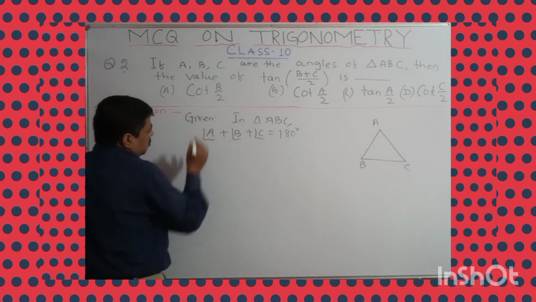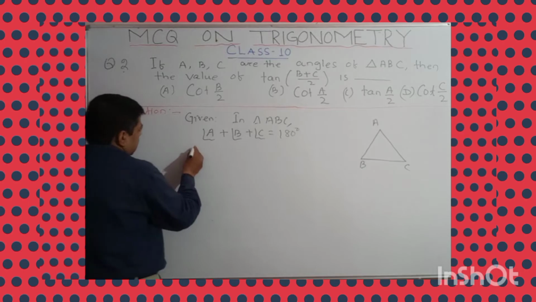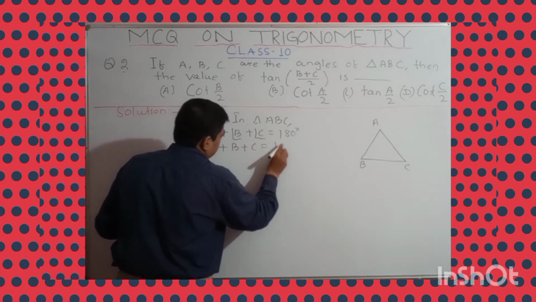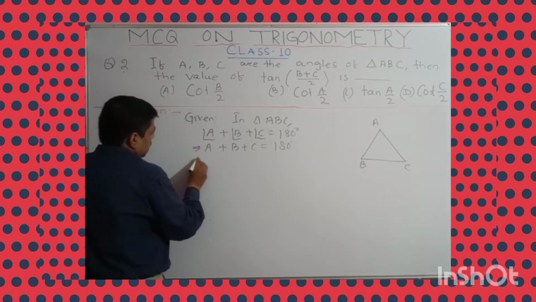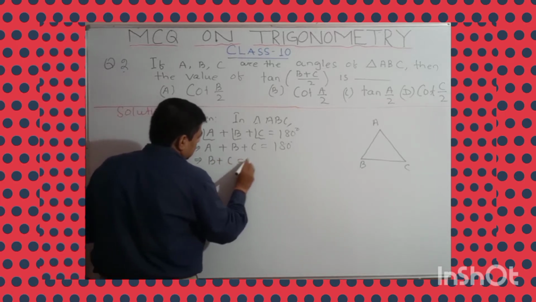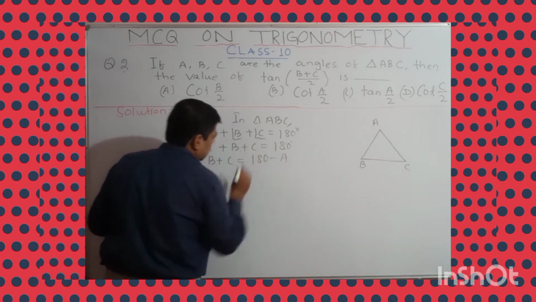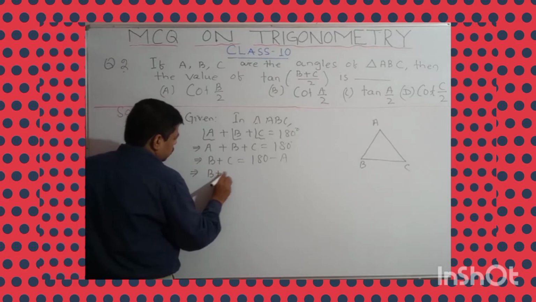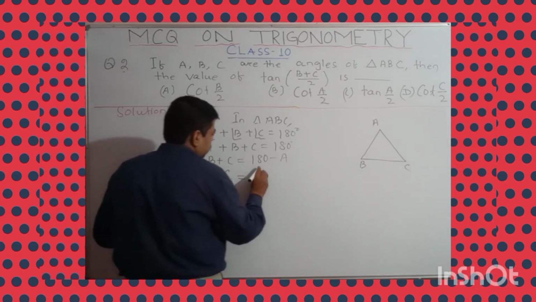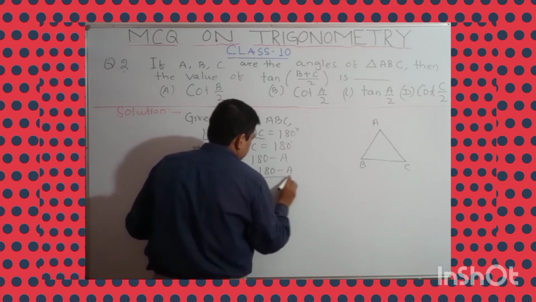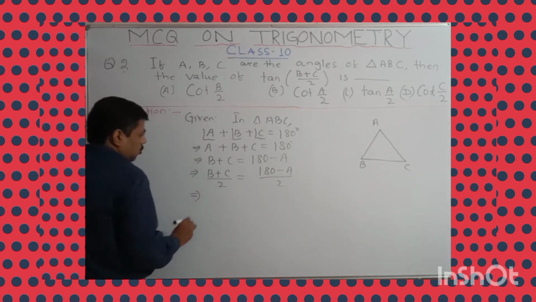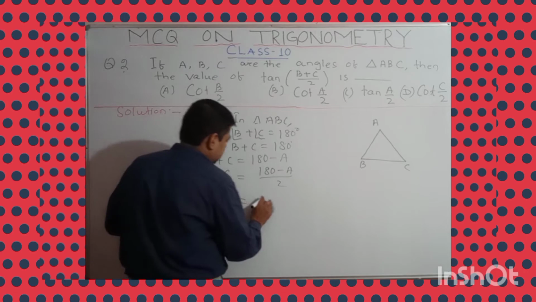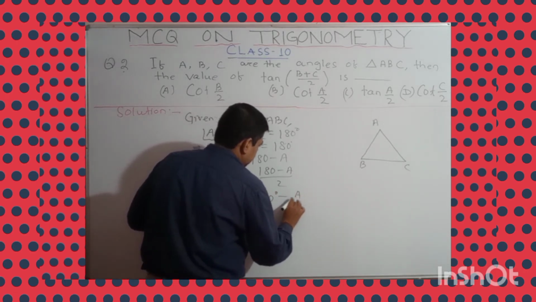Let's see. So angle A plus angle B plus angle C is equal to 180. Let us remove the angle sign. It means A plus B plus C is equal to 180 degree. So that implies B plus C is equal to 180 minus A. Divide both sides by 2. So you see, (B plus C) upon 2 is equal to 180 by 2, how much? 90 degree minus A upon 2.